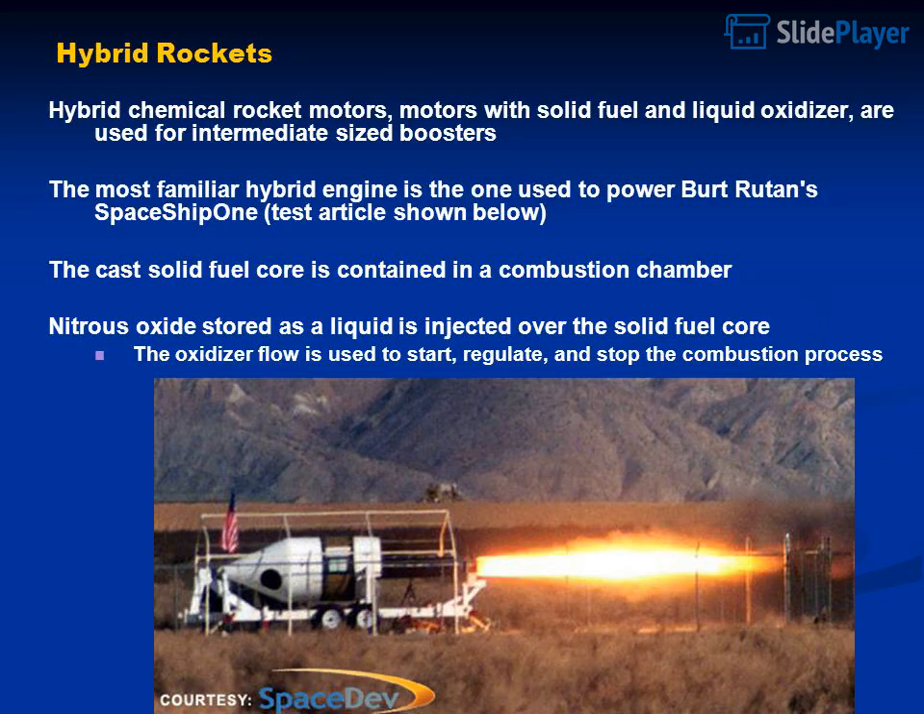Hybrid rockets. Hybrid chemical rocket motors, motors with solid fuel and liquid oxidizer, are used for intermediate-sized boosters. The most familiar hybrid engine is the one used to power Burt Rutan's SpaceShipOne, test article shown below. The cast solid fuel core is contained in a combustion chamber. Nitrous oxide stored as a liquid is injected over the solid fuel core. The oxidizer flow is used to start, regulate, and stop the combustion process.